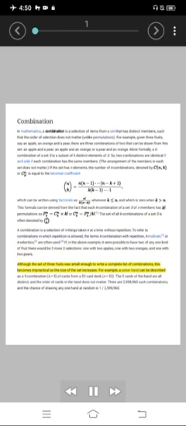Although the set of 3 fruits was small enough to write a complete list of combinations, this becomes impractical as the size of the set increases. For example, a poker hand can be described as a 5-combination (k = 5) of cards from a 52-card deck (n = 52). The 5 cards of the hand are all distinct, and the order of cards in the hand does not matter.